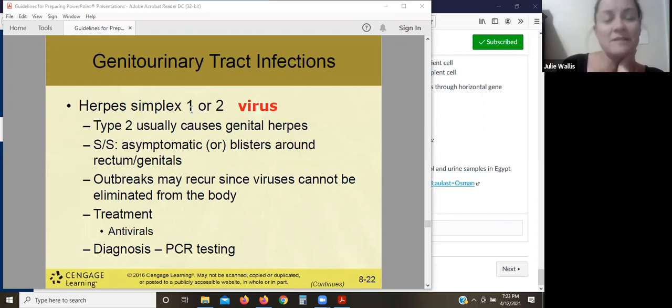You can have type 1 or type 2. Type 2 usually causes genital infection. Type 1 is usually oral, but they can cross-infect. It can be asymptomatic or can cause blisters around the rectum or genitals, or obviously your mouth, where it will cause cold sores. These cannot be cured. There is treatment with antivirals that can decrease the shedding of the virus and the replication, but it doesn't completely eliminate the virus from the body.